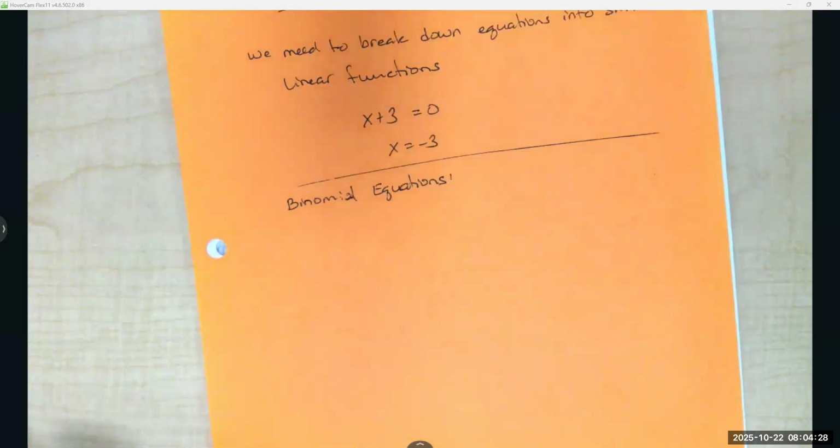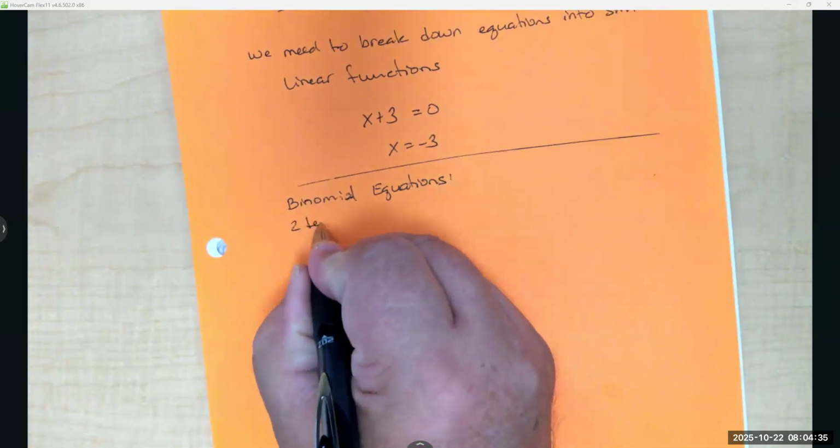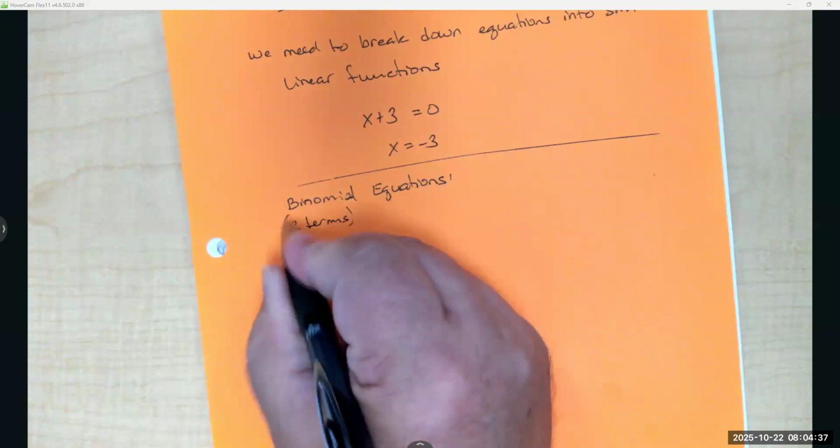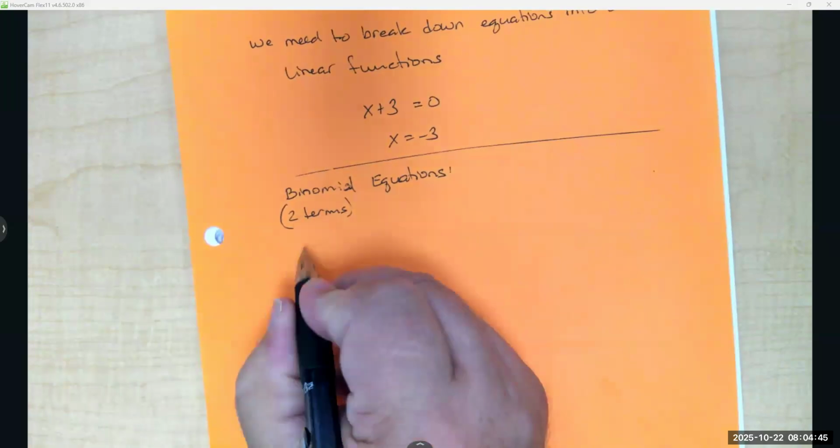Binomial equations. What does binomial mean? Two terms. This will be the first one we're going to address. If you have binomial equations, two things can occur.